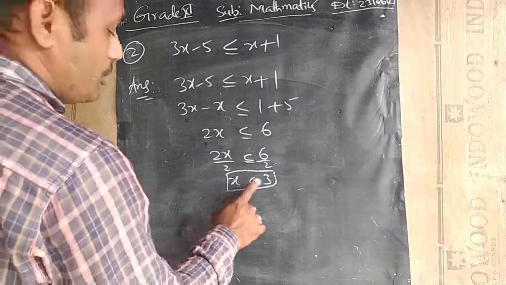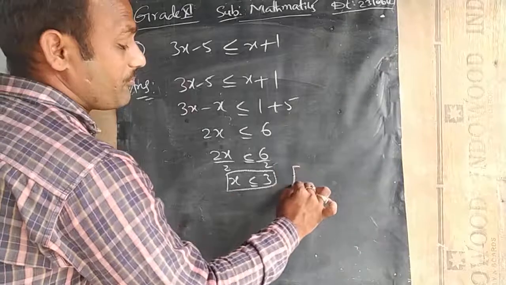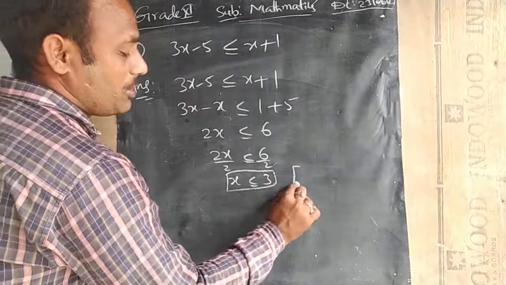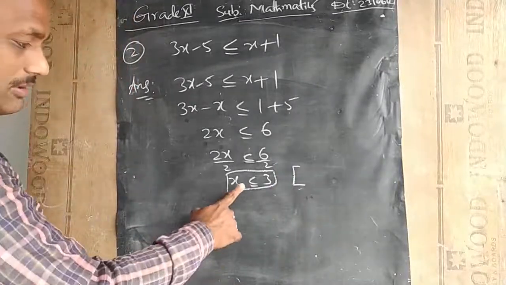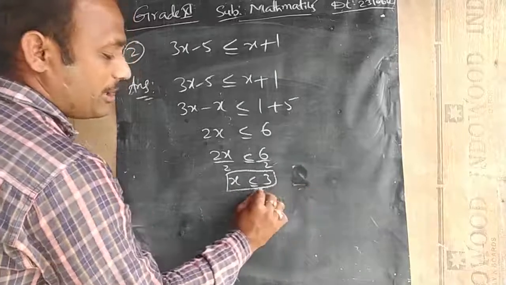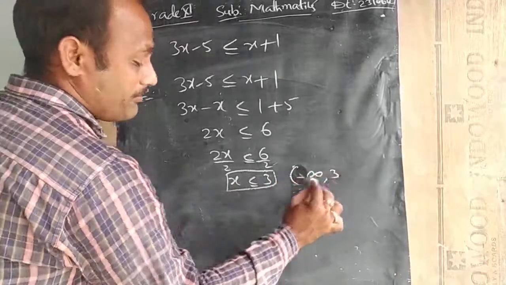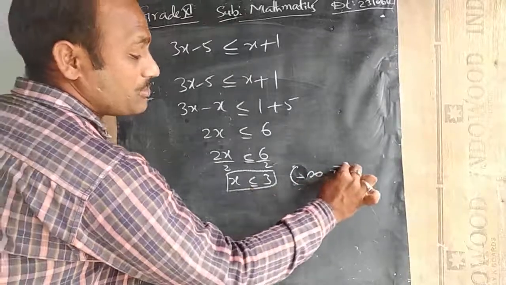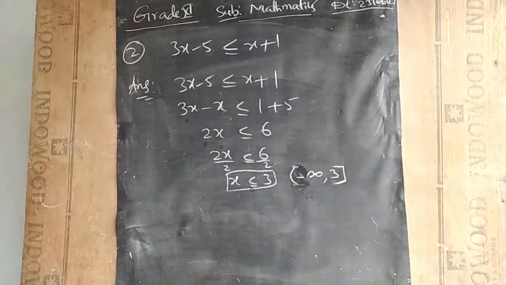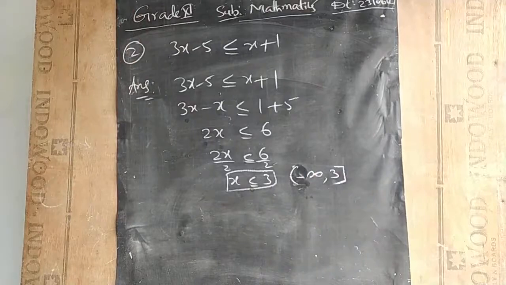What will be the notation over here? It will be an open interval, minus infinity comma 3. But since it has the equal to symbol, it will be closed at 3: (minus infinity, 3]. Let us take another question.